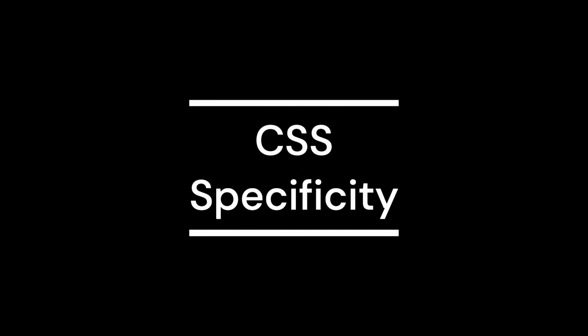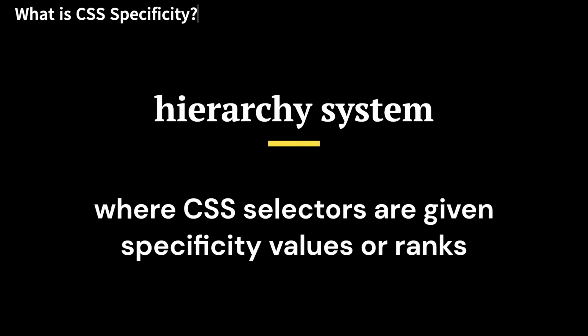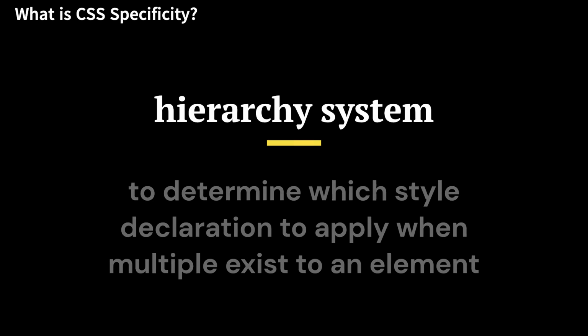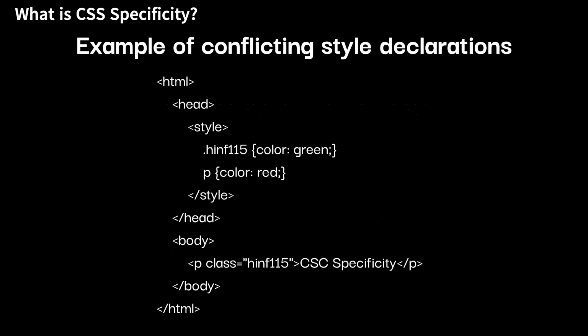This video explains what CSS specificity is. Specificity here refers to a hierarchy system where different CSS selectors are given different values or ranks to determine which CSS style declaration is applied to an element when there are multiple conflicting declarations. For example, if we have two styling declarations that both target the same element, the one which uses a CSS selector that has the higher specificity value will be applied.